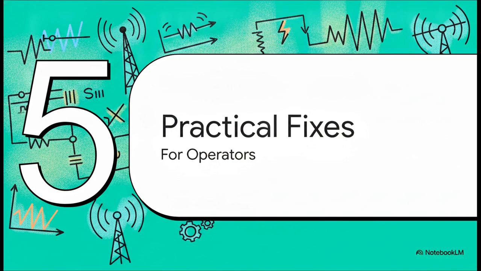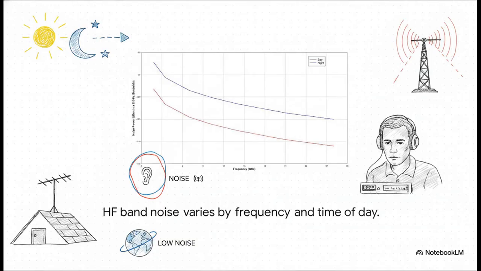Practical fixes for operators. Now that we've diagnosed all these issues, when do these metrics actually matter out in the real world? Well, HF band noise varies drastically by frequency. Dynamic range metrics matter way more on quiet bands like 10, 15, and 20 meters, where the atmospheric noise floor is incredibly low. Here, you will absolutely hear your receiver's internal flaws. Conversely, atmospheric static mostly masks these flaws on noisy bands like 80 and 160 meters.